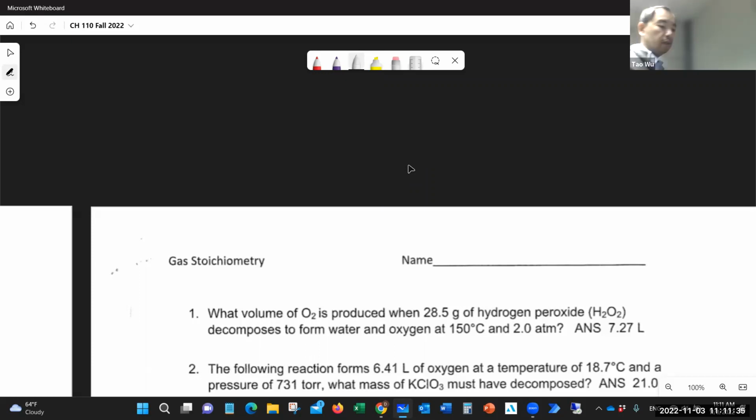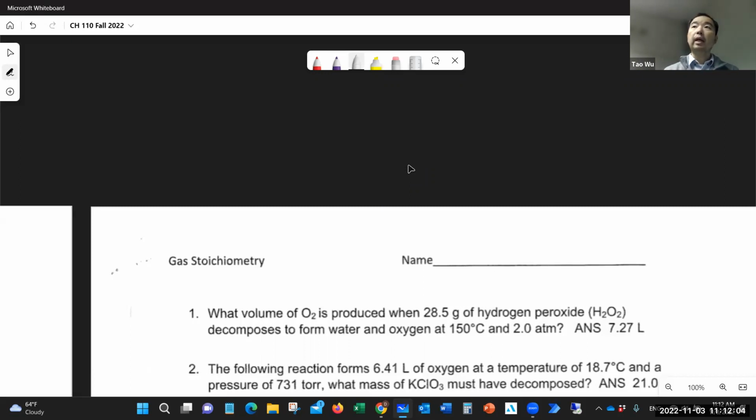So last time in the lab, we did another stoichiometry. It's called solution stoichiometry, that's for the titration. Based on the concentration of the KHP solution, we figured out the moles of the KHP, and based on the stoichiometry, we figured out how many moles of the sodium hydroxide we used, and then we can figure out the concentration of the sodium hydroxide, right?